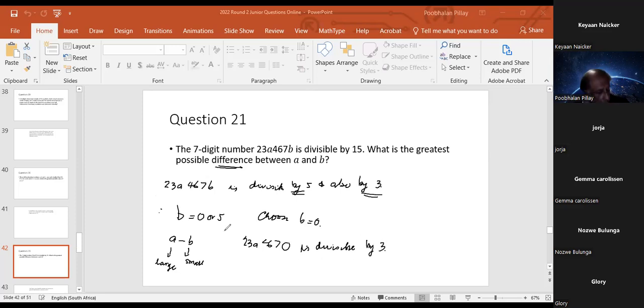Now, you should know that for 3 to go exactly into a number, the sum of the digits is a multiple of 3. So you add all these digits, 2 plus 3 plus A. I can go into the next page because I do have space. All right.